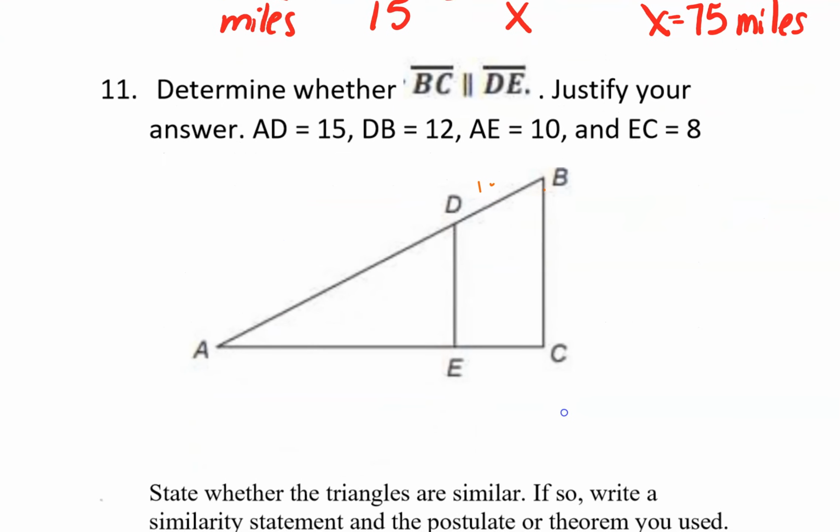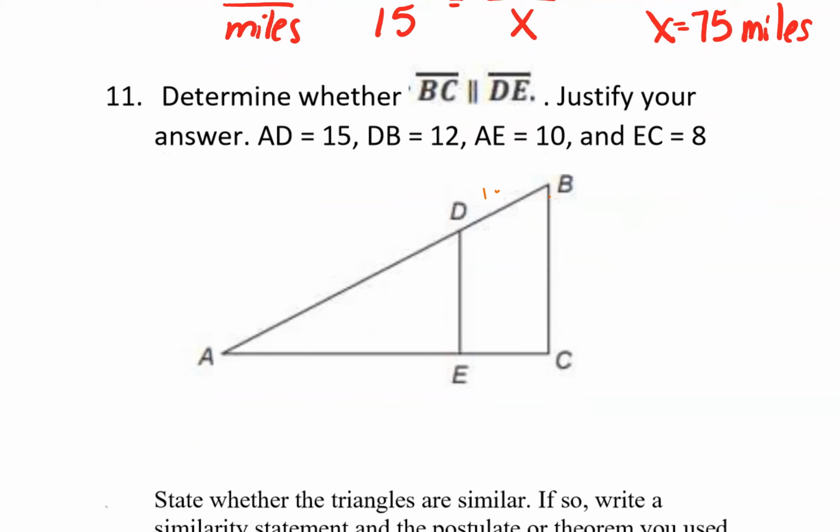Is BC parallel to DE? If they are, then these parts would be proportional. So we need to see if they are. AD is 15, DB is 12, AE is 10, EC is 8. All right. Is 10 to 15 equal to 8 to 12?